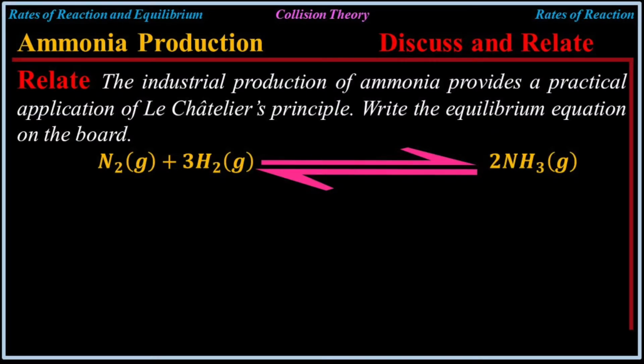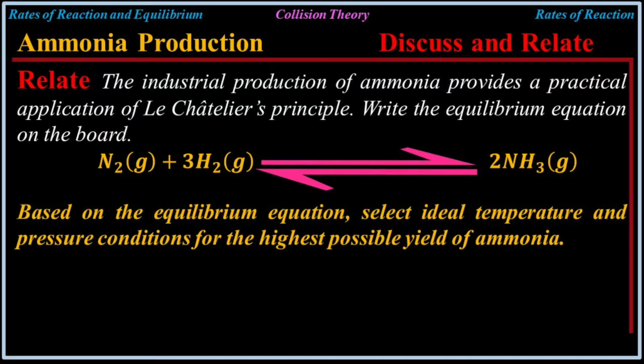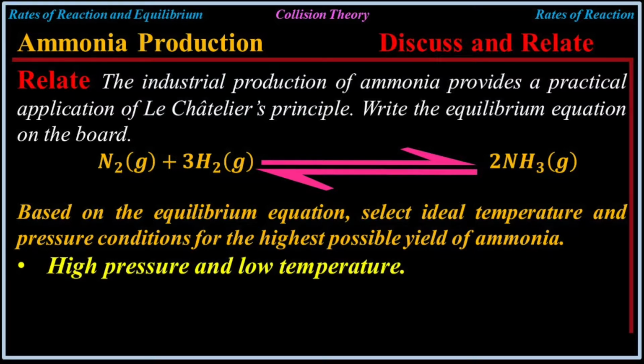The industrial production of ammonia provides a practical application of Le Chatelier's principle. Write the equilibrium equation on the board. Based on the equilibrium equation, select ideal temperature and pressure conditions for the highest possible yield of ammonia. High pressure and low temperature. That's high pressure and low temperature.